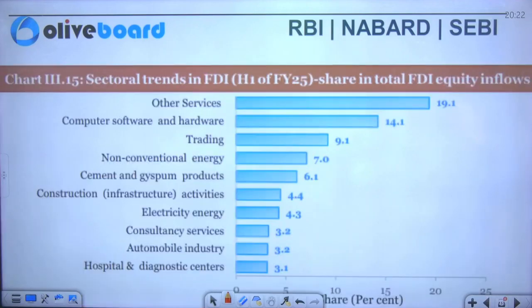Now we'll talk about the sector trends in FDI. So you can see the data here. Other services are at 19.1%. Computer software and hardware consist of 14.1%. Next, trading consists of 9.1%. Next, your non-conventional energy consists of 7.0%. Cement and gypsum products consist of 6.1%. Similarly, construction activities 4.4%. Electricity energy 4.3%. Consultancy services 3.2%. Automobile industry 3.2%. And hospital and diagnostic center 3.1%.